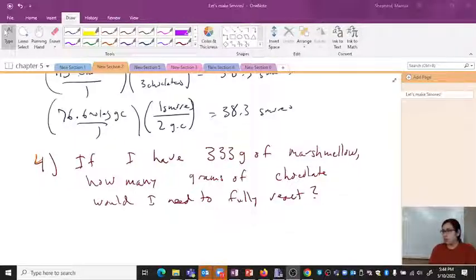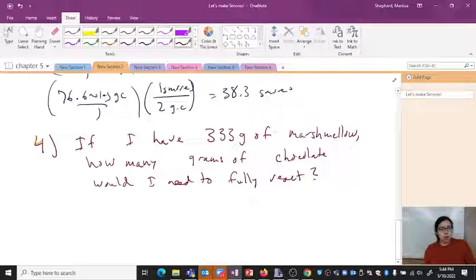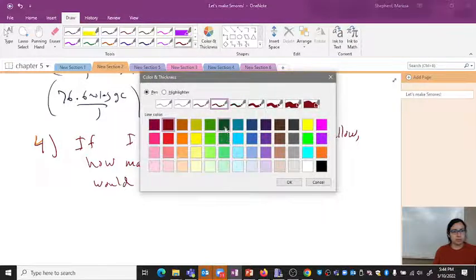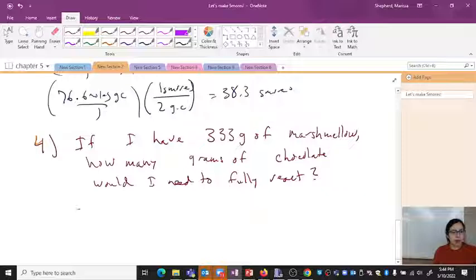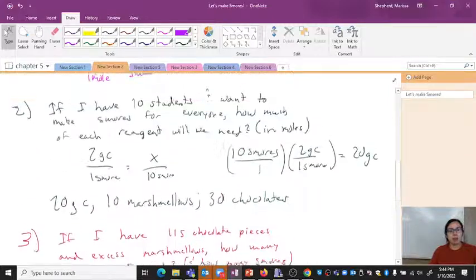Do we have an answer yet? Let's see, some nods. So let's just go through it together. So what do we have to do? We have 333 grams of marshmallow. So what do I need to do first? So divide by what? Divide by our molecular weight.